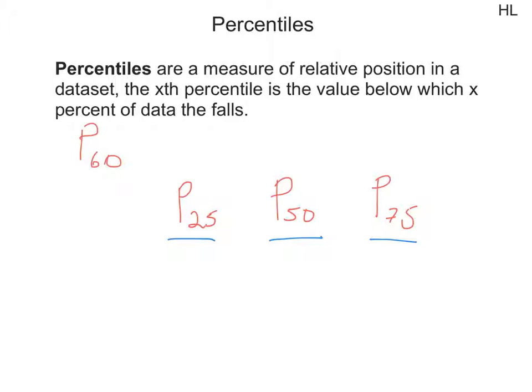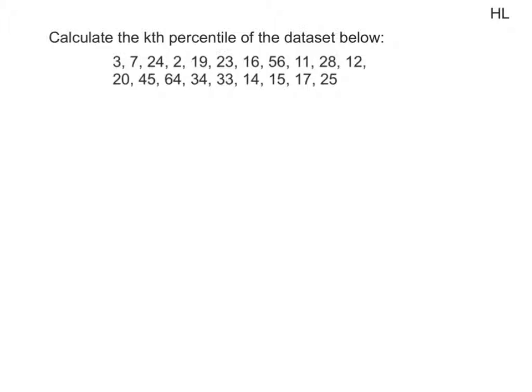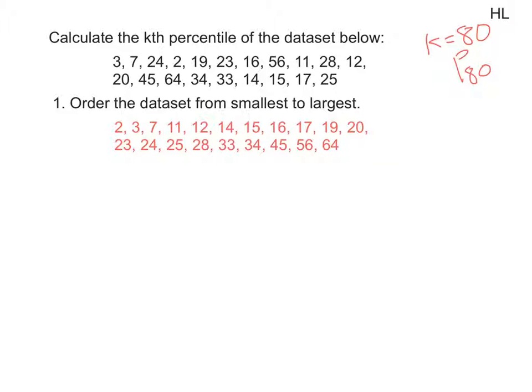Let's move on to calculating percentiles of a dataset. In a percentile question, we'll be asked to calculate the kth percentile of a dataset. Let's choose a k value. In this case, let's choose k equal to 80. So we want to calculate the 80th percentile, or P80. The first step is to order our dataset from smallest to largest. The red dataset on screen is the black dataset in order from smallest to largest.